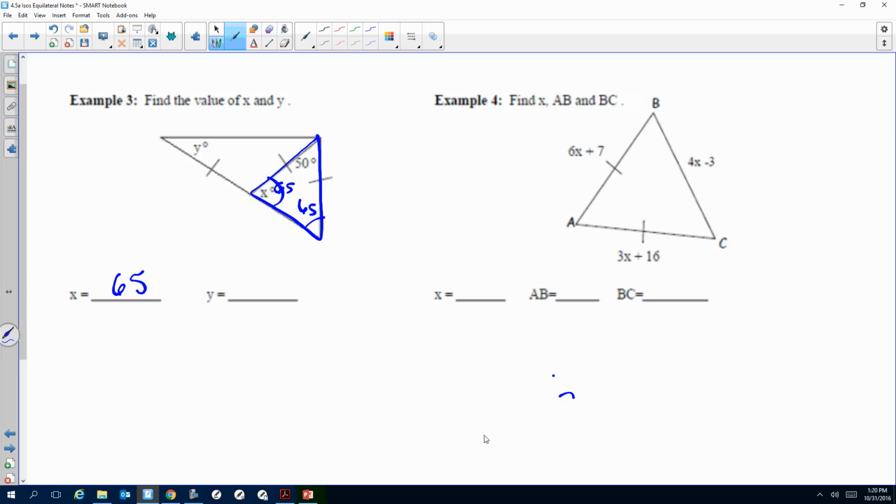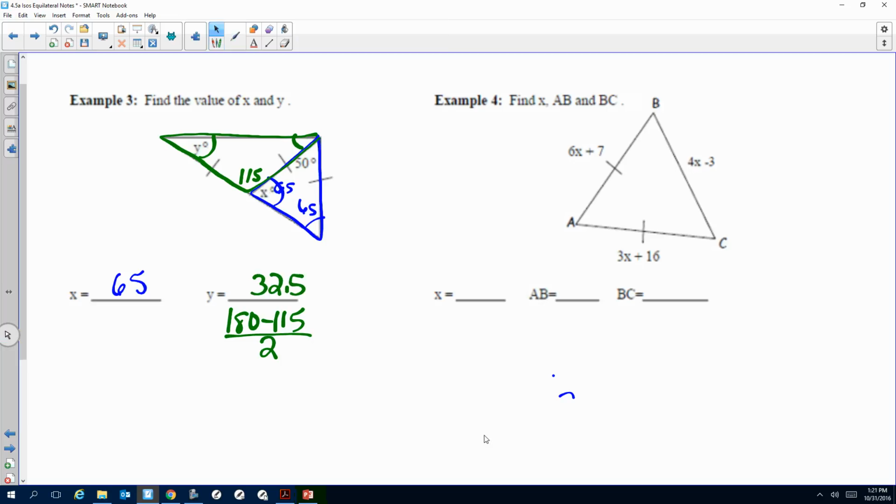Yeah, use 180 minus, so that would give me the linear pair, the adjacent. This is 115. Now what? Yeah, the second one is also isosceles. This one's isosceles, so I know these two angles are congruent. So basically 180 minus 115 divided by 2, right? We should have 32.5. Questions on that? Because the two base angles in an isosceles triangle are congruent.